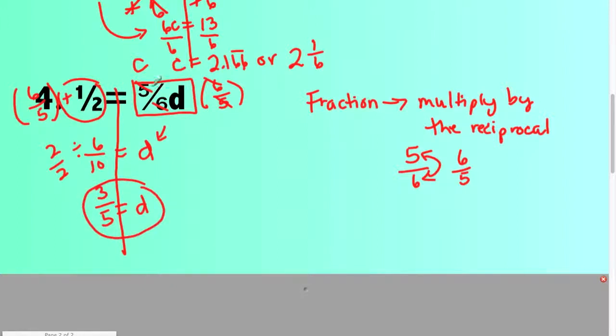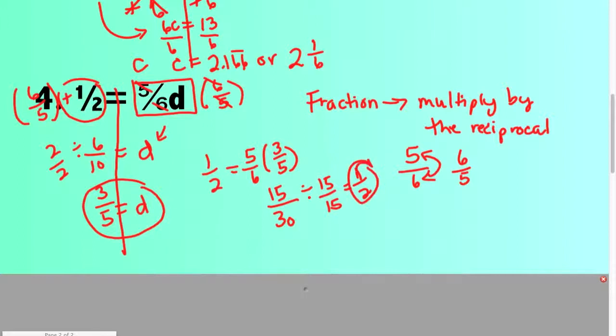And if you put this back in here, 5/6 times 3/5 should equal 1/2 to see if we got it right. So 5 times 3 is 15, and 6 times 5 is 30. And if you reduce these both by 15, you get 1/2. So we were right. Woohoo!